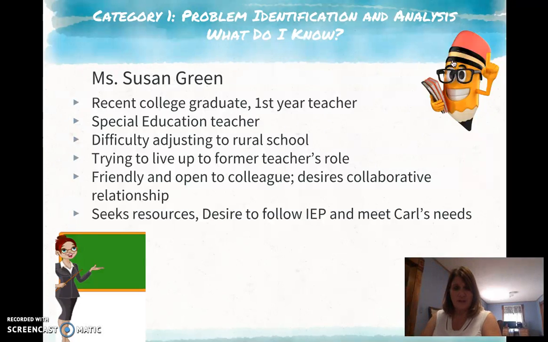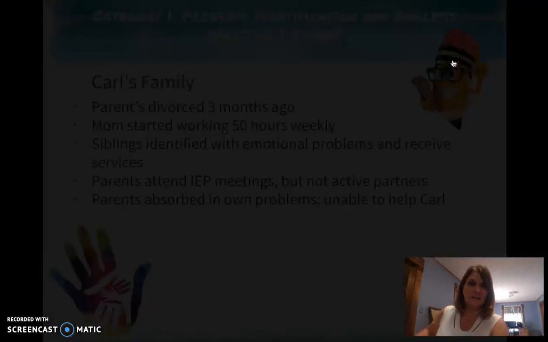She seeks outside resources. In this situation, she sought out the district coordinator's advice, and then she also took it to the superintendent. She does have a desire to follow the IEP guidelines. She told the regular ed teacher we couldn't just remove him from the classroom because that wouldn't be honoring the IEP. And she also has a strong desire to meet Carl's needs.